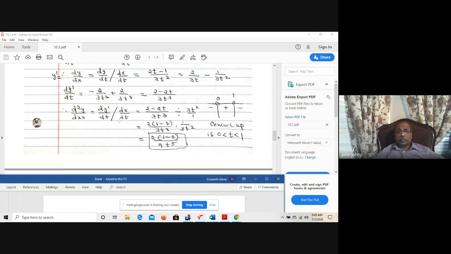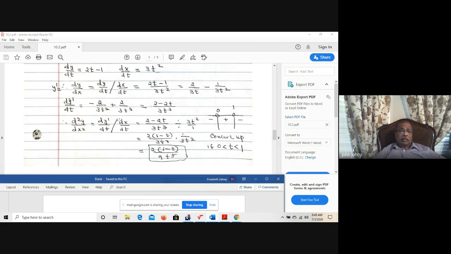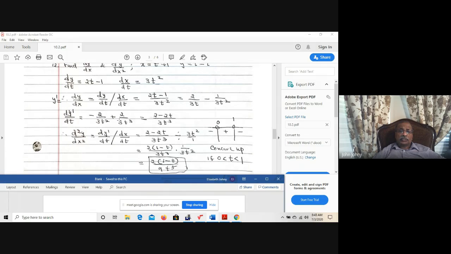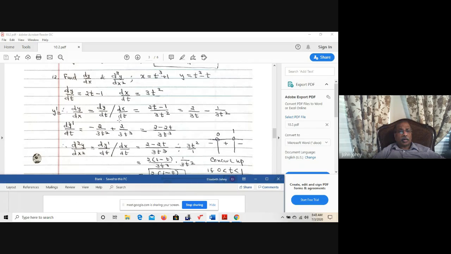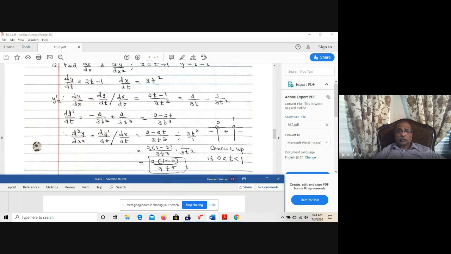Now there was a second part of the question. Find the interval in which the curve is concave up. Concave up means the second derivative must be positive. So you prepare a table here. The critical numbers are 0 and 1. The numerator is 2 times 1 minus t. When you set the numerator equal to 0, you get t is equal to 1. When you set the denominator equal to 0, you get t is equal to 0. So the critical numbers are 0 and 1.